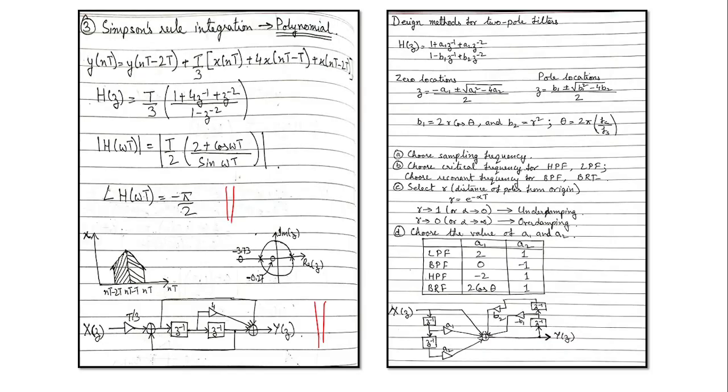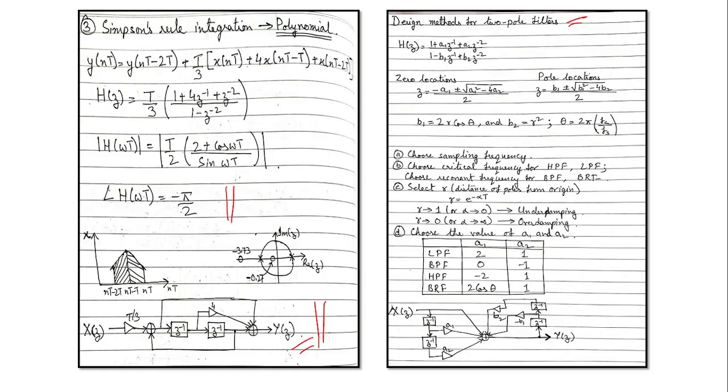Okay, so in that way you have to implement all these things, and then you have to realize the filter. Now lastly comes the easiest part of filter designing. So here we have the design methods for two-pole filters. This is an empirical method for IIR filter designing. Okay, this is the empirical method for IIR filter designing.